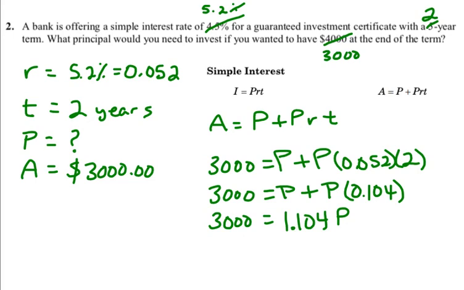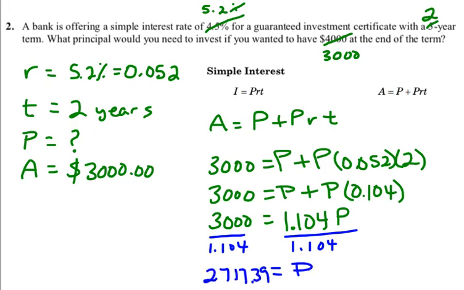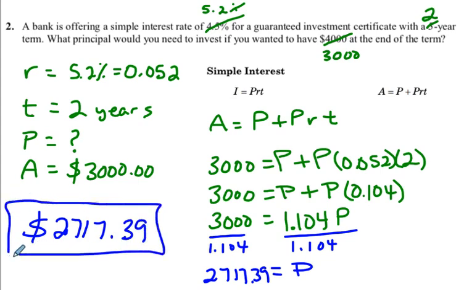And now the rest, you're probably thinking, is easy. We have to find out what P equals, so we divide both sides by 1.104. And we should get an answer a little bit less than 3,000. And it's $2,717, and we always want to take it to the nearest cent, and that would be our principal.